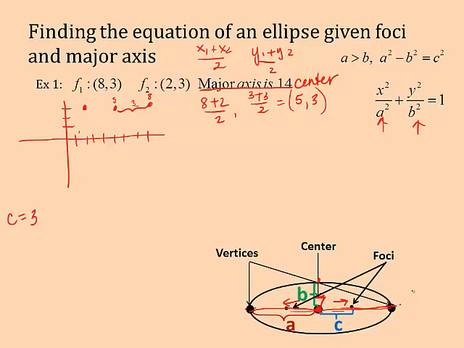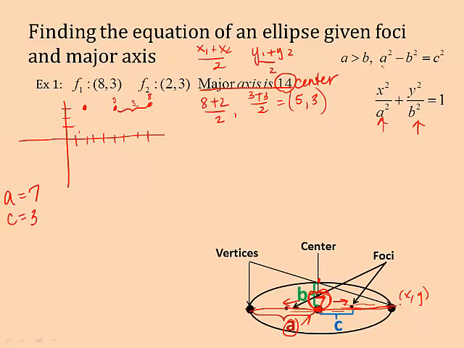Now, I don't really need to know what the xy coordinates of those are. All I need to know is that I had to move 7 units this way, 7 units that way. 7 is that distance A. And how did I get 7? Because it's half of 14. All right? Now, I know A and I know C.